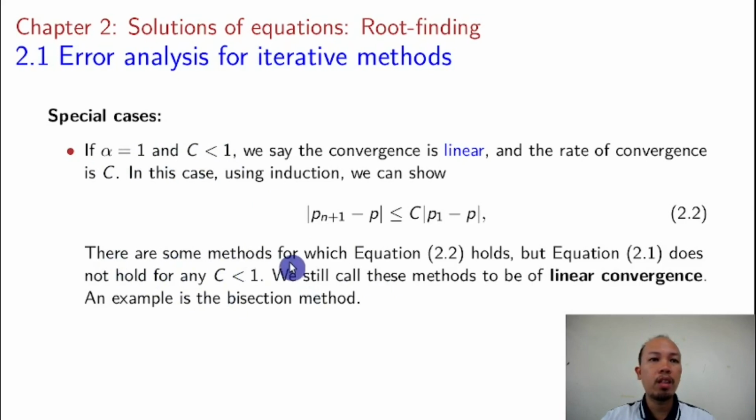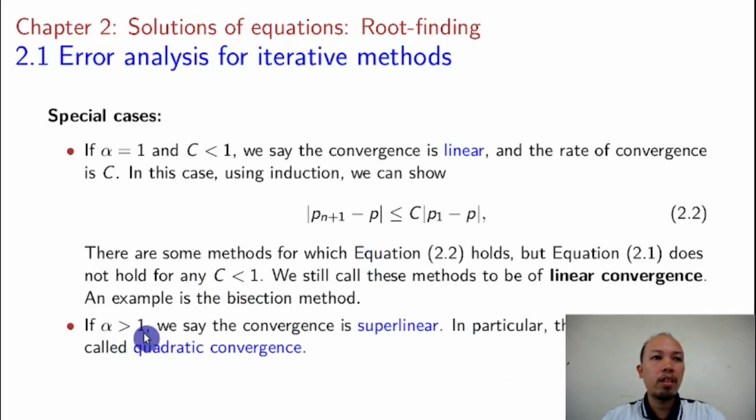Further, there are some methods for which equation 2.2, this one here, holds, but equation 2.1 does not hold for any c. So after computing and arriving at equation 2.2, there are cases where it will hold for 2.2 but not for 2.1, and we still call these methods linearly convergent. An example of this is the bisection method.